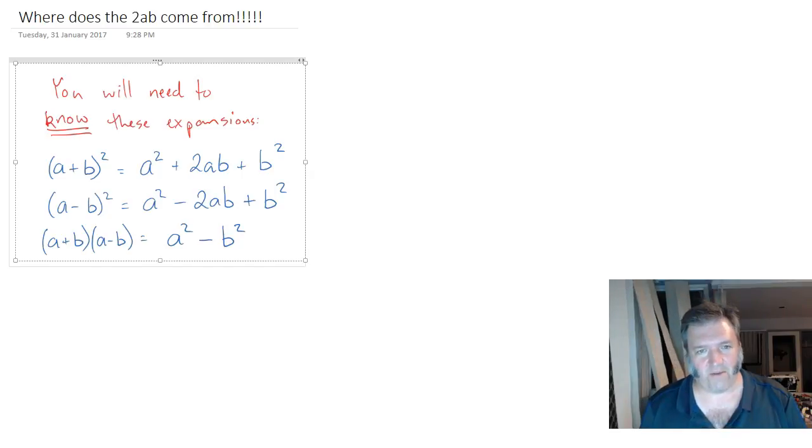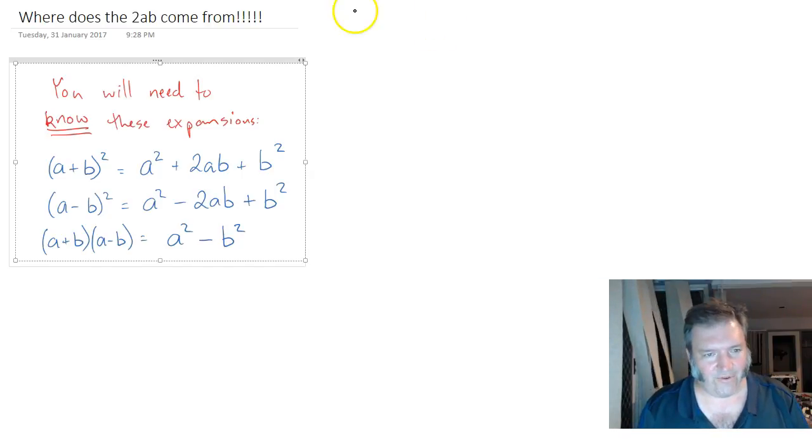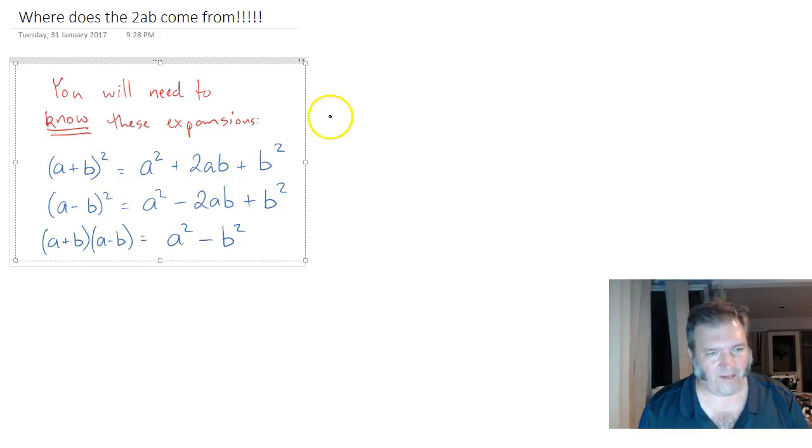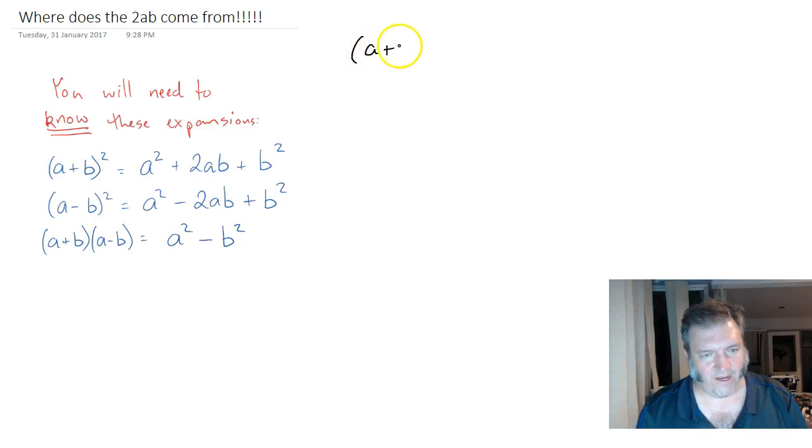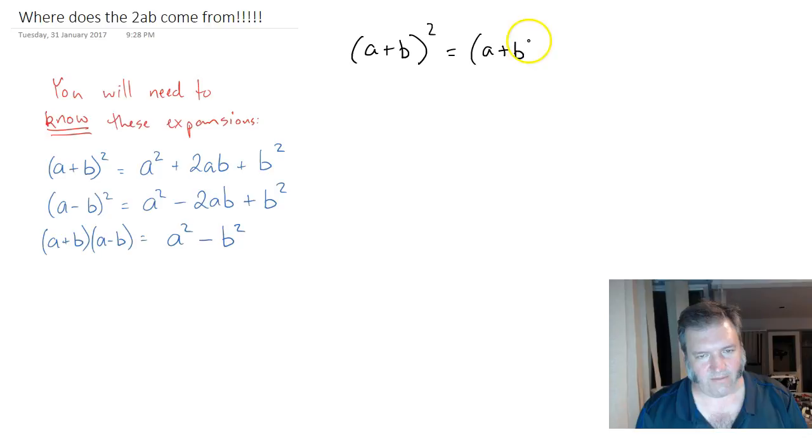Sometimes we have a mind blank. Sometimes we just forget. Let's have a look and see where it comes from. I think the 2AB we're referring to is this plus 2AB or this minus 2AB here. So if I have A plus B all squared, when you square something, that means you multiply it by itself, don't you? A plus B times A plus B.